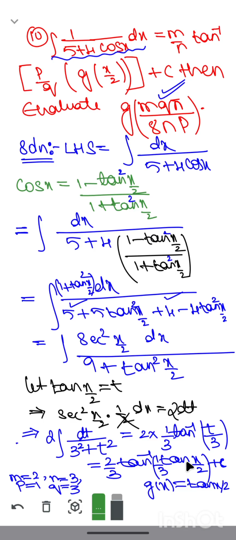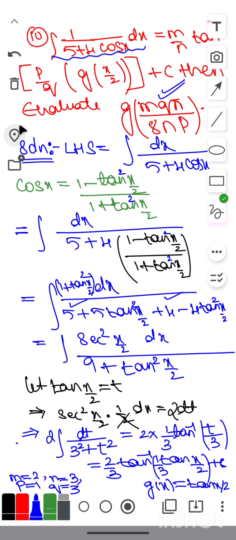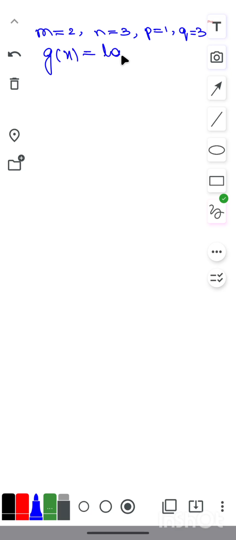So if I substitute all these values, that is m, n, p, q in the given function, let us see what we will get. I am writing in the next slide. That is, we found the values of m, n, p, q are as follows. M is equal to 2, n is equal to 3, p is equal to 1, q is equal to what we found? 3, I guess. And g of x value, majorly g of x value we found it as tan x or tan x by 2. I guess tan x by 2.